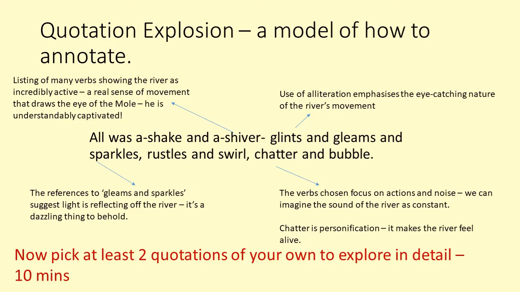So, a quotation explosion, a model of how to annotate. "All was a shake and a shiver, glints and gleams and sparkles, rustles and swell, chatter and bubble." So we've got the listing of many verbs showing the river as incredibly active, a real sense of movement that draws the eye of the mole. He is understandably captivated. So you've got glints and gleams, the use of alliteration emphasizing the eye-catching nature of the river's movement. Sparkles. The reference to gleams and sparkles suggests light is reflected off the river. It's a dazzling thing to behold.